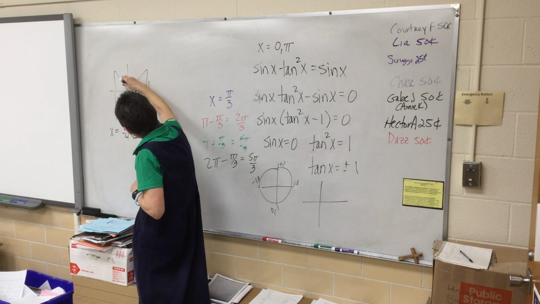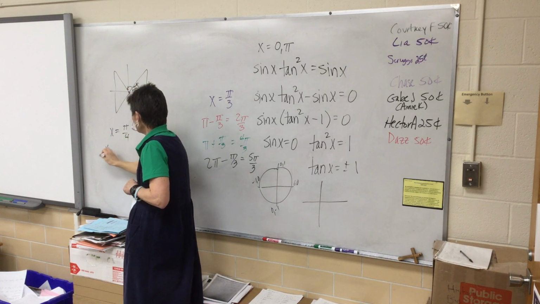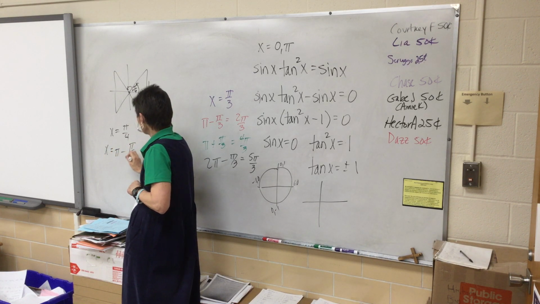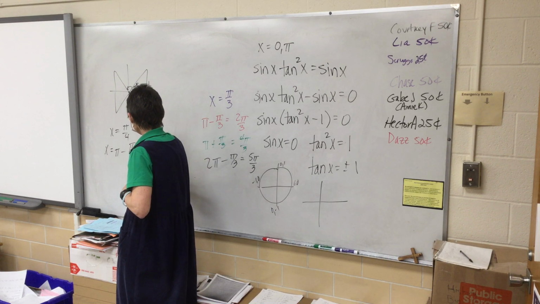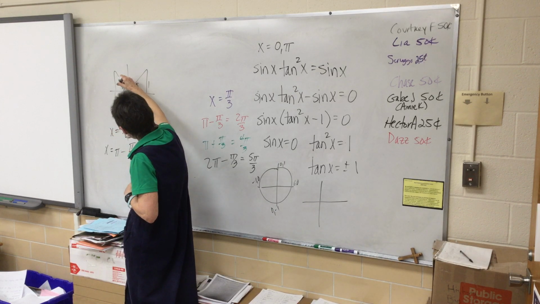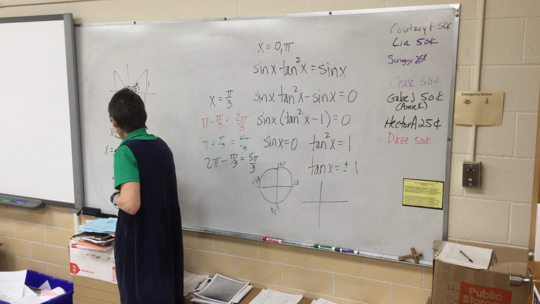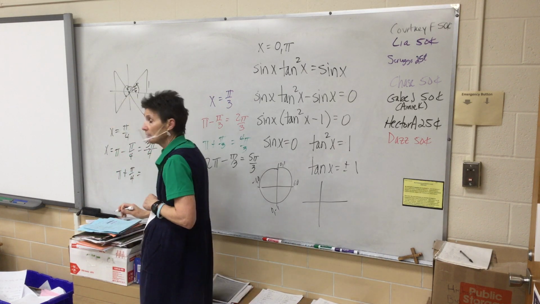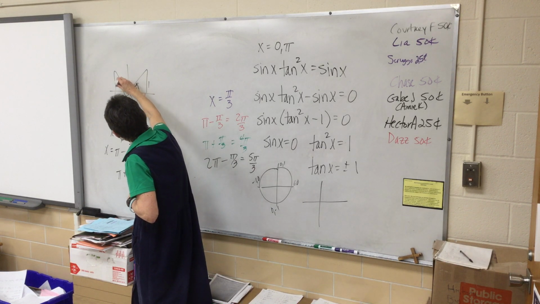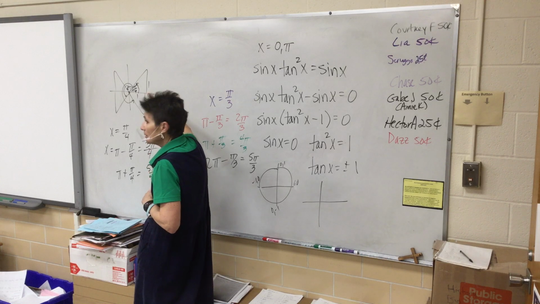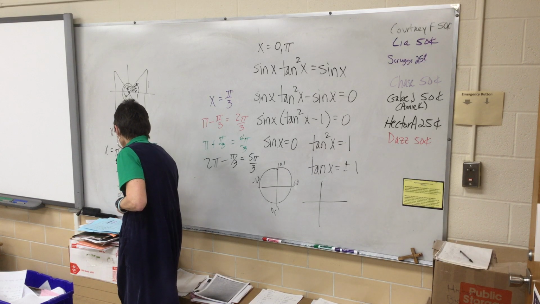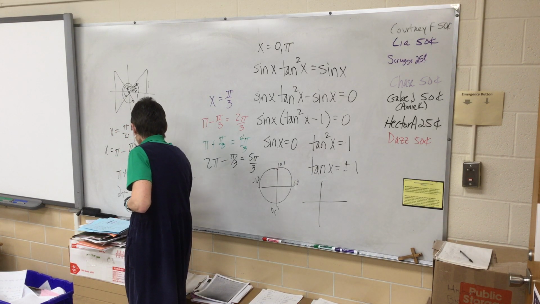Now the next one is going to be pi minus pi over 4. Would you all agree with that? 3/4 pi, 3 pi over 4. And then the next one, remember you start here and go all the way around, is going to be pi plus pi over 4. 5 pi over 4. And then the last one is all the way around to here, which is 2 pi minus pi over 4. And that's 7 pi over 4.